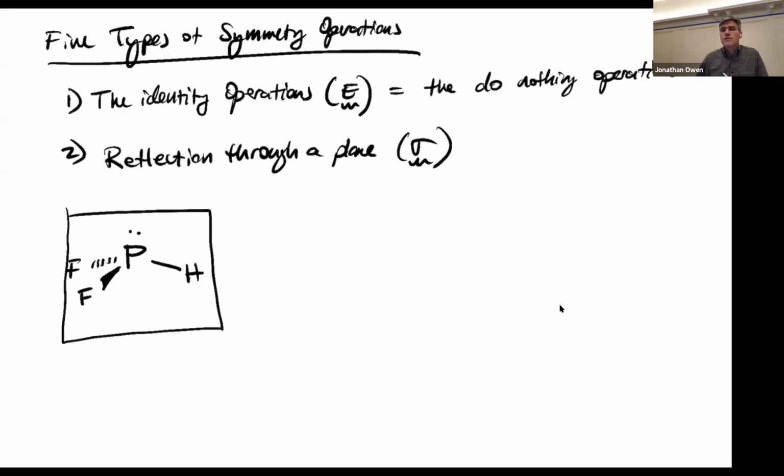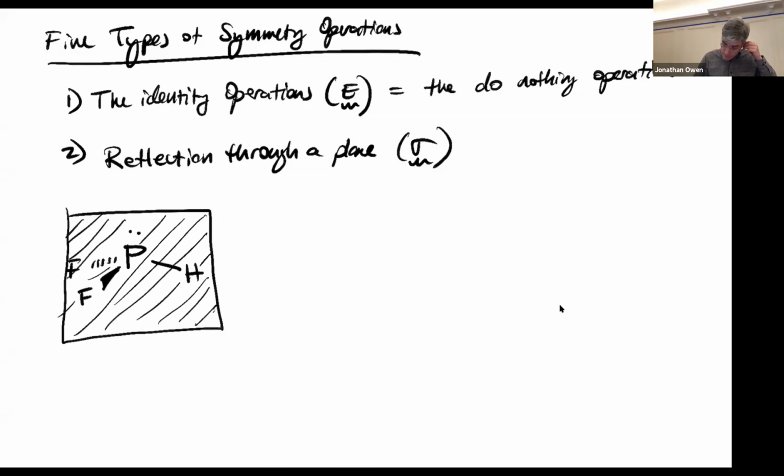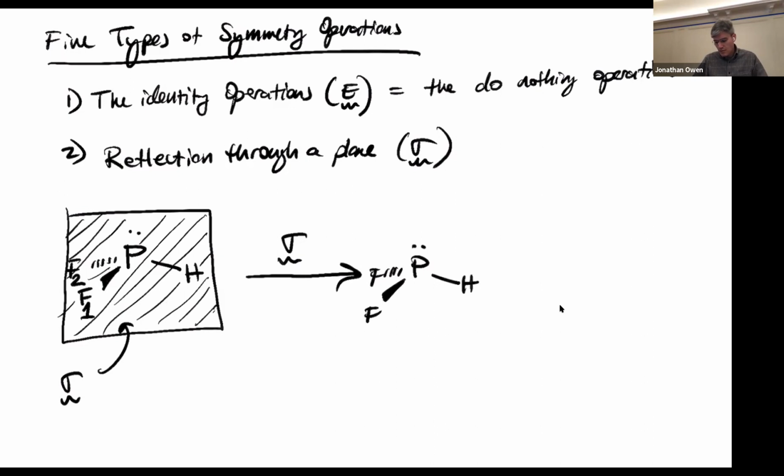You can see there's a plane of symmetry here relating the front and the back. This bold wedge implies the fluorine is coming out of the page. And so the fluorine with the bold wedge is in front of this plane of symmetry. And the one in the hashed mark in the back is behind it. We're going to give these fluorines a label, one and two. So that plane there is the sigma plane, and we're going to apply this operation. And we're gonna get back.